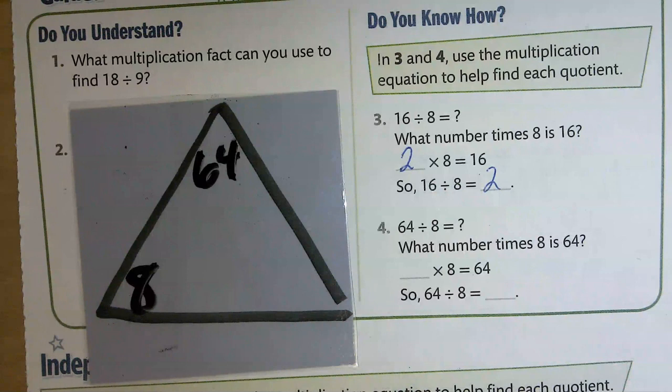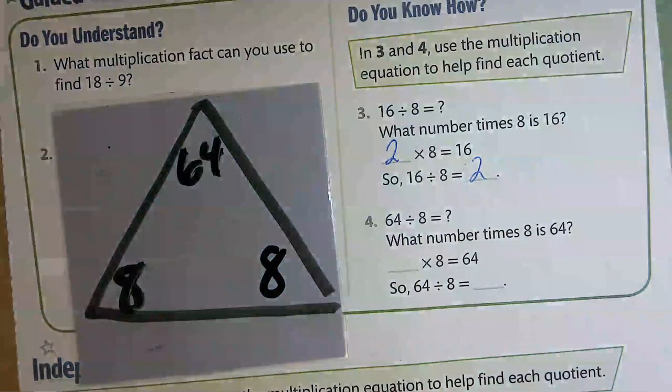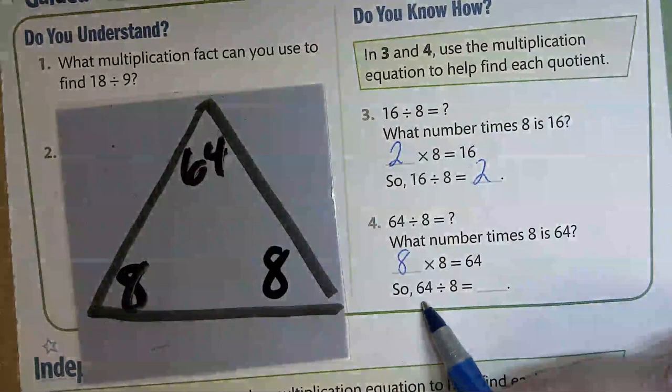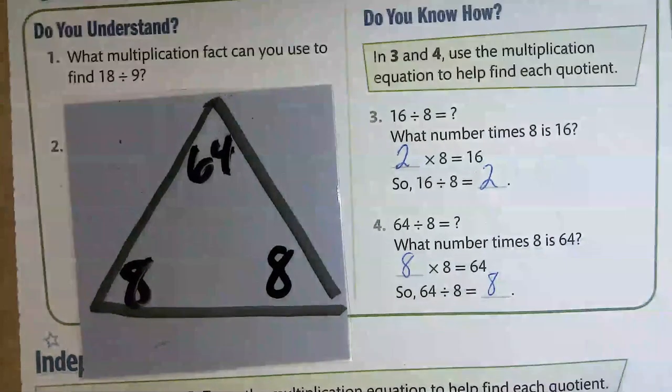Well, 8 times 8 is 64. This is a doubles fact, 8 times 8. All right, so 8 times 8 equals 64. So what do I put here? I put my 8. So 64 divided by 8 is equal to 8. All right.